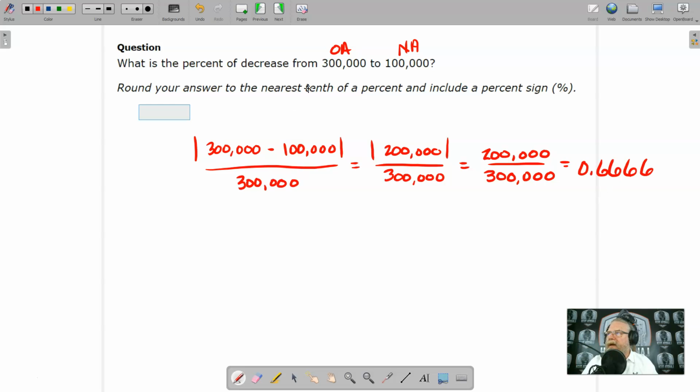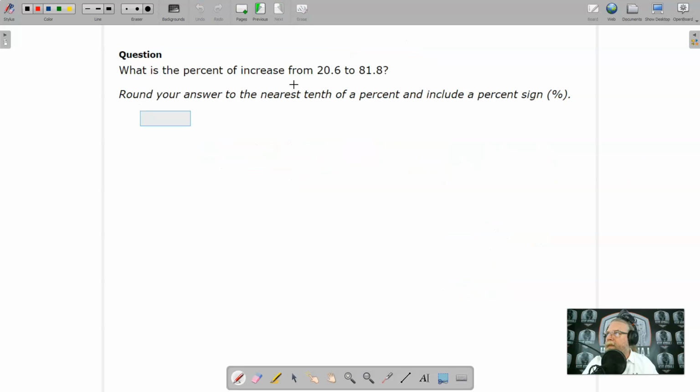Okay. They want us to round our answer to the nearest tenth. So if I move my decimal over 2 places, I would get 66.66%. Now they want me to round it to the nearest tenth of a percent. So the tenths place is right here to the right of the decimal. So look to the right. The 6 here is going to make this 6 become a 7. So we'd have 66.7%. That would be rounded to the nearest tenth of a percent. Don't forget to put the percent sign on there.